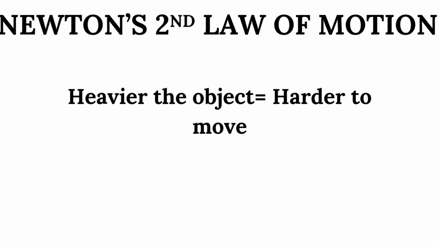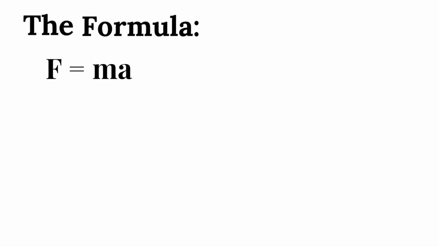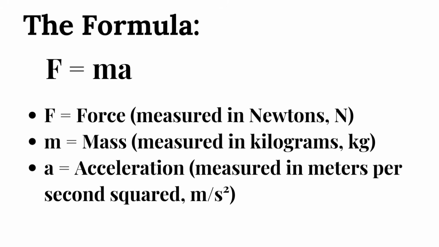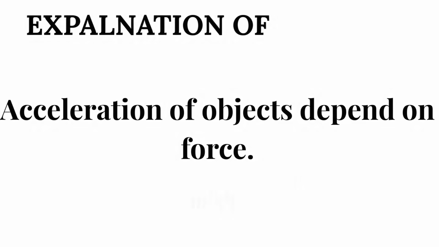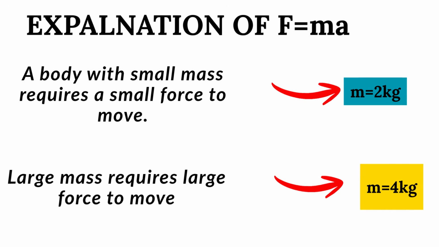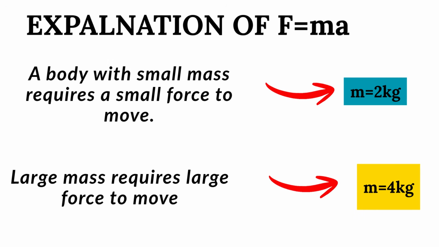Now let's break this down with the famous formula. The formula is F equals ma. What does the formula mean? F is force, measured in newtons. m is mass, measured in kilograms. a is acceleration, measured in meters per second squared. Force is what causes things to speed up or slow down. The heavier something is, the more mass, the more force you will need to move it, and the more force you apply, the faster it accelerates.